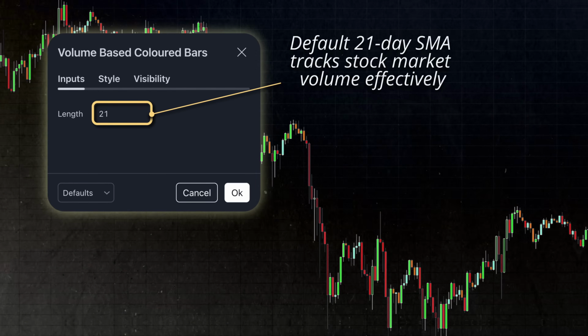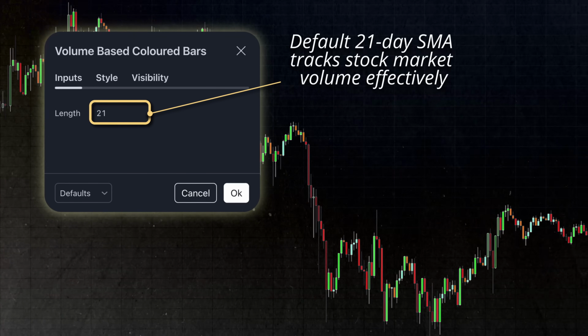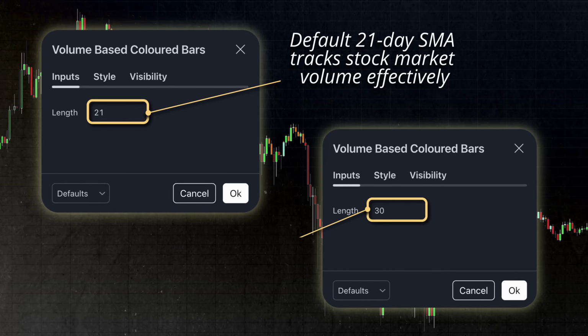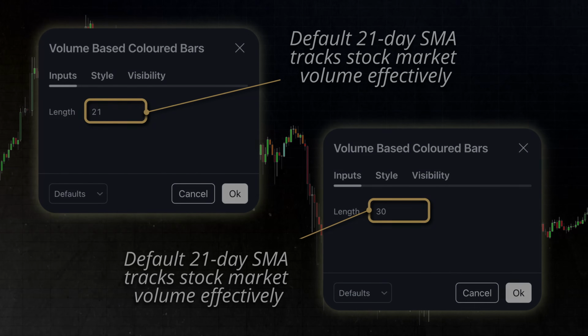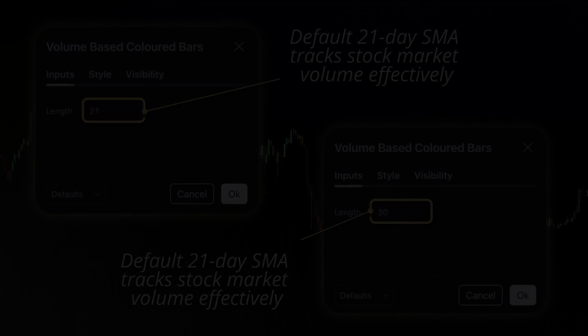The default setting uses a 21-day simple moving average for volume, which is suitable for stock markets. For cryptocurrencies, adjusting the value to 30 is recommended for more accurate results.